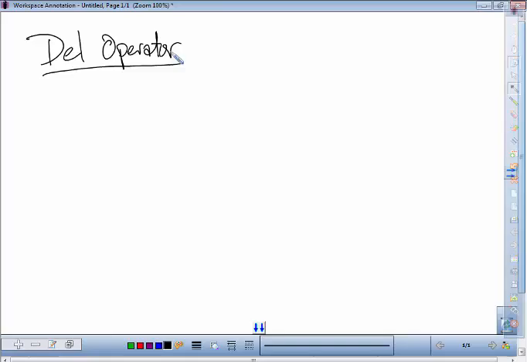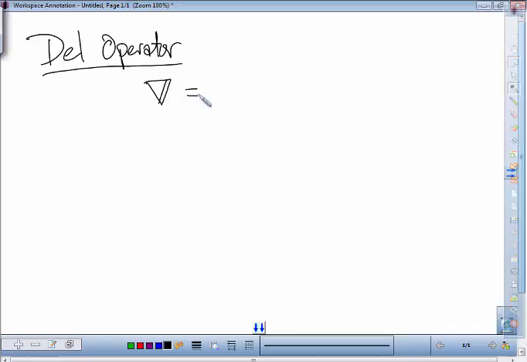All right. Let me introduce you to the del operator. You guys heard of the del operator? It's this guy. The del operator is an operator that can be seen as a vector.